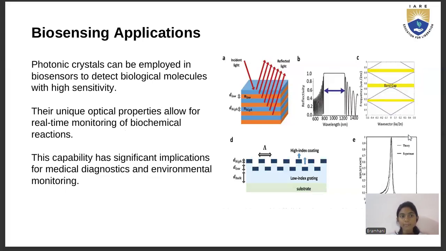Next, biosensing applications. Photonic crystals can be employed in biosensors to detect biological molecules with high sensitivity. Their unique optical properties allow for real time monitoring of biochemical reactions. This capability has significant implications for medical diagnosis and environmental monitoring.